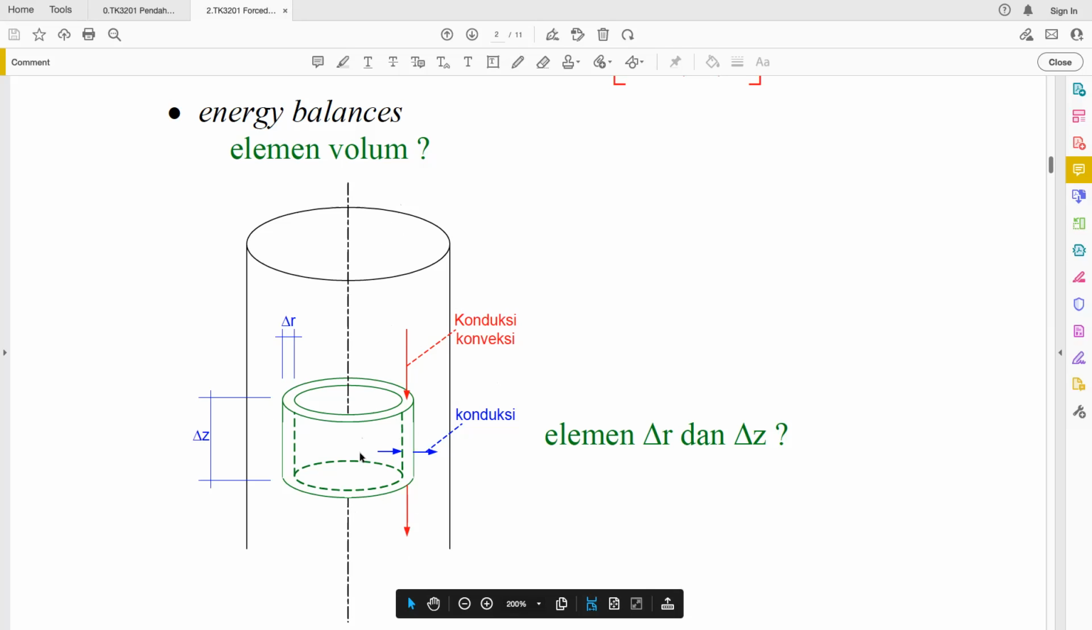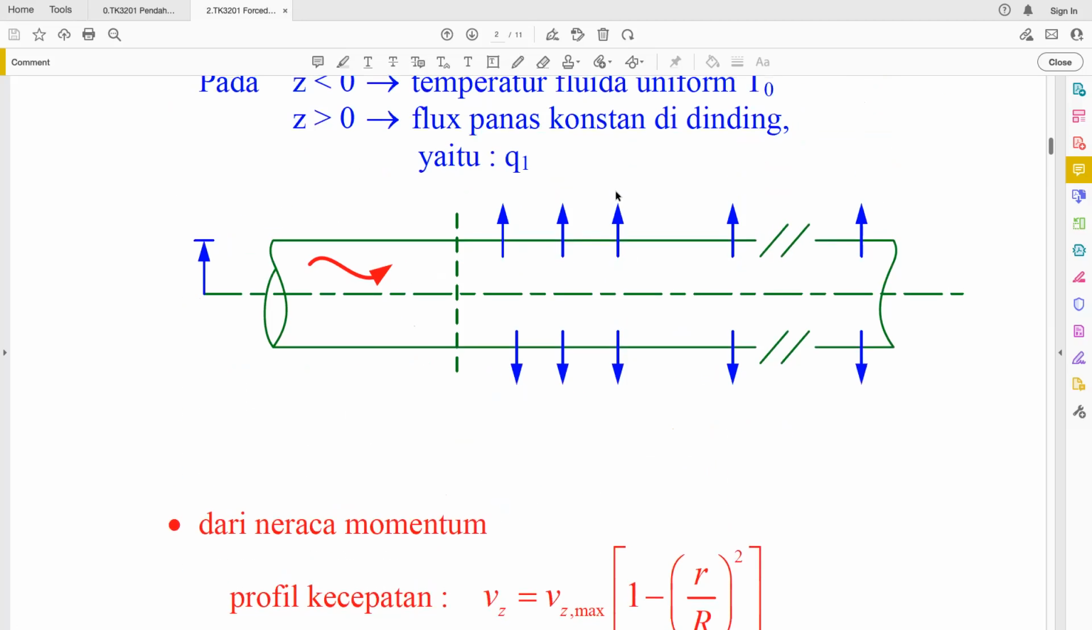And in the r direction, there is no velocity, but there would be some temperature difference with conduction. Why is there a temperature difference? Because from the outside there is a heat flux. If you can see here, on the outside there is a heat flux, so heat is transferred outside. So of course in the r direction there would be a difference in temperature.